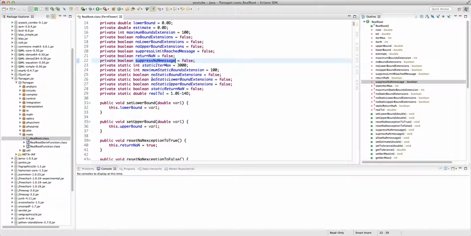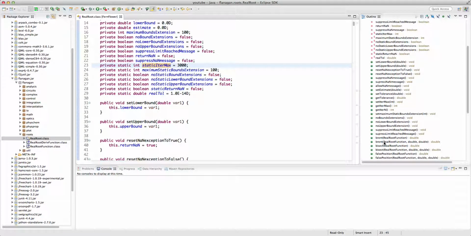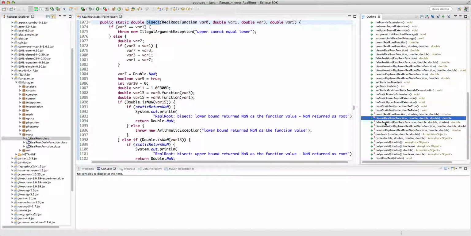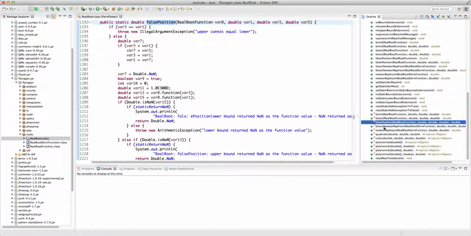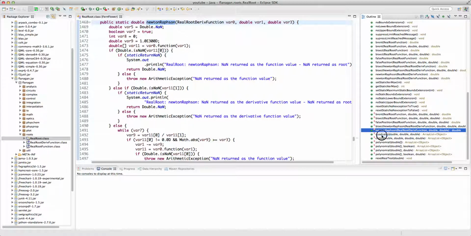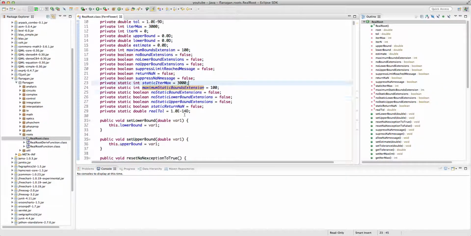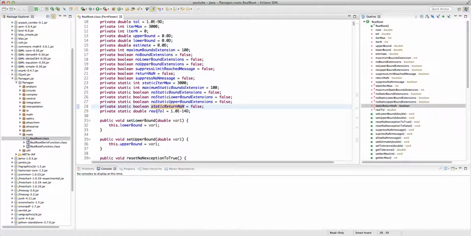Suppress NaN message, a static iteration math. So this is basically, not only does it have all the methods, it also implements them as static methods. You see Brent static, bisection static, false position static, Newton-Raphson static, and also the roots of the polynomials. So it's always a good idea to implement the methods as static methods. Then we can directly access them and pass any function.